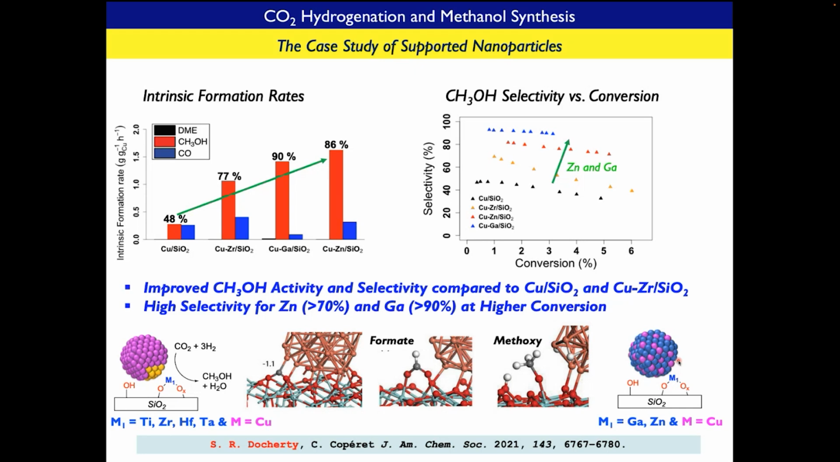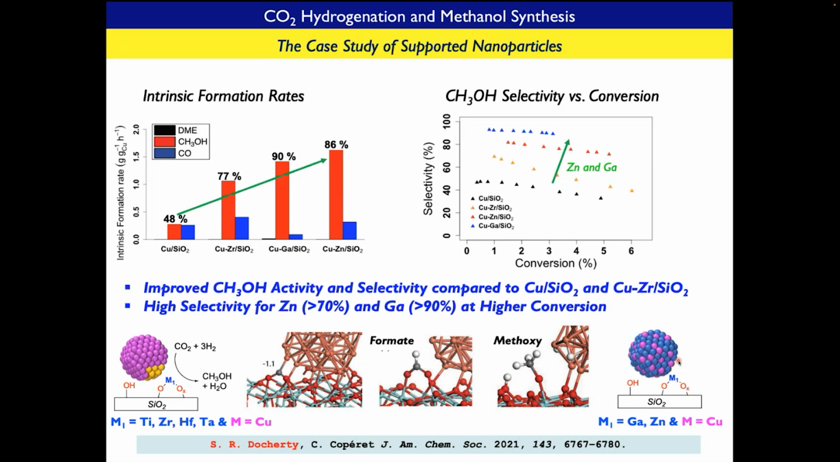But these copper-gallium and copper-zinc alloys, and I will not show you that today, under CO2 hydrogenation revert back to some kind of copper-gallium oxide interface and copper-zinc oxide interface. And often in the case of zinc, you still see a little bit of copper-zinc alloy. But I will not go into more detail on that.